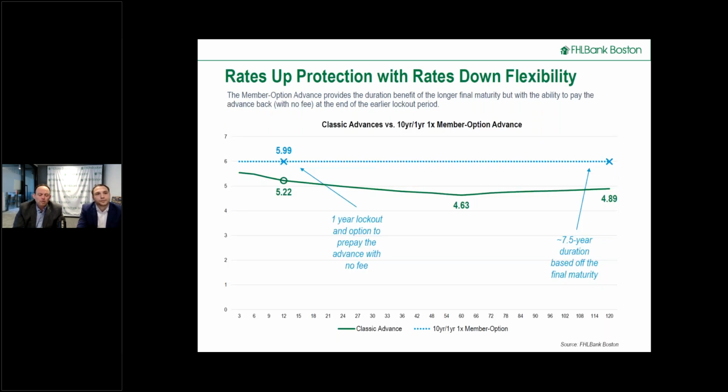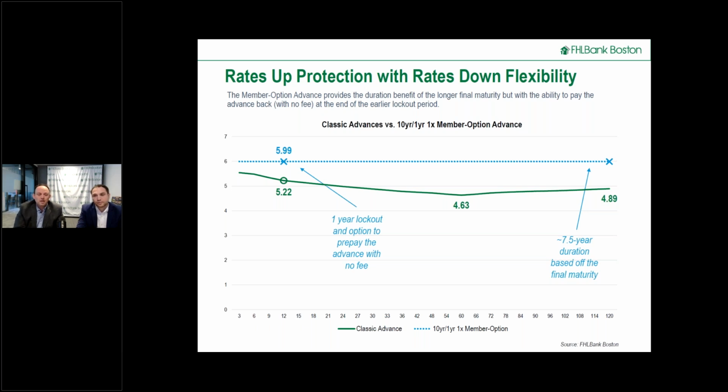So, the product that we're talking about here is called the Member Option Advance. Very simply, straightforward named Advance. So essentially, it gives you the member the ability to have long-term funding, but you retain the option to pay down the advance at no prepayment fee. So you're not subject to the market forces, the market valuation, where you'd have a prepayment fee at hand. So let's look at this example here. We're in green, we're looking at the classic advance rate curve all the way out to 10 years. And then we're looking at the member option advance.